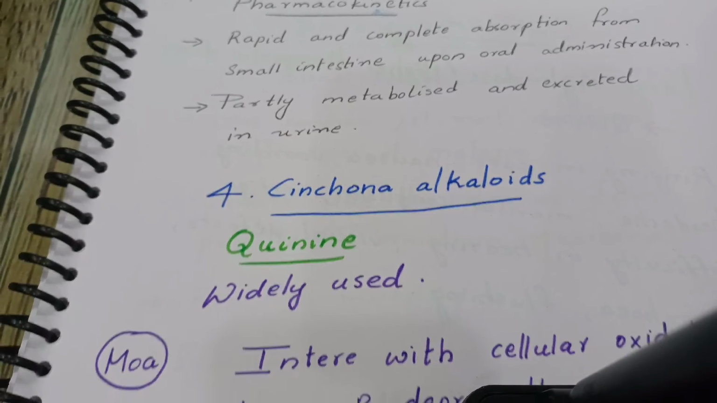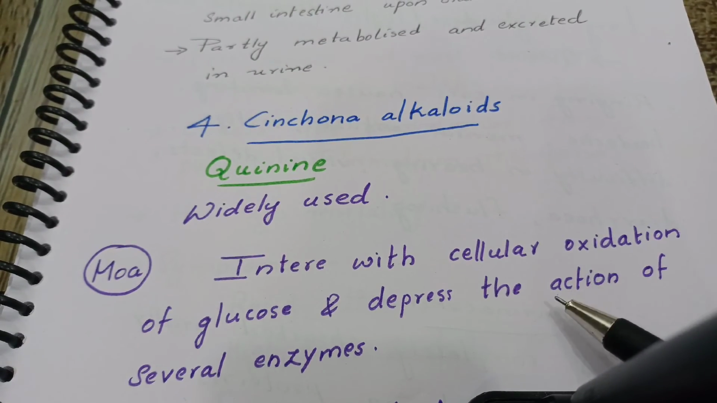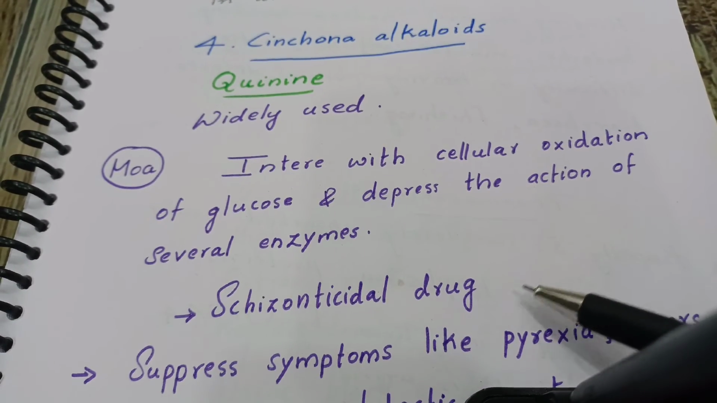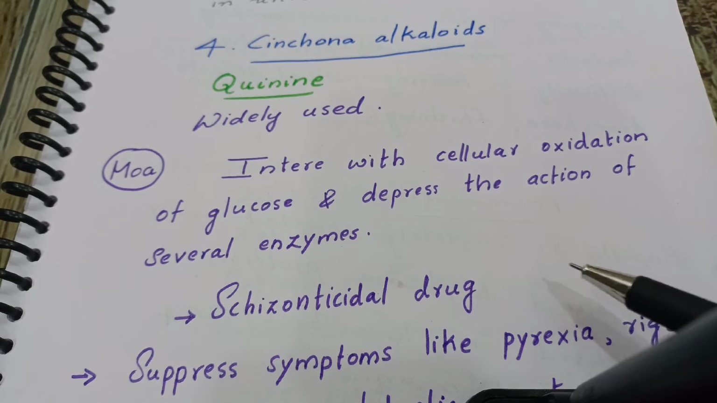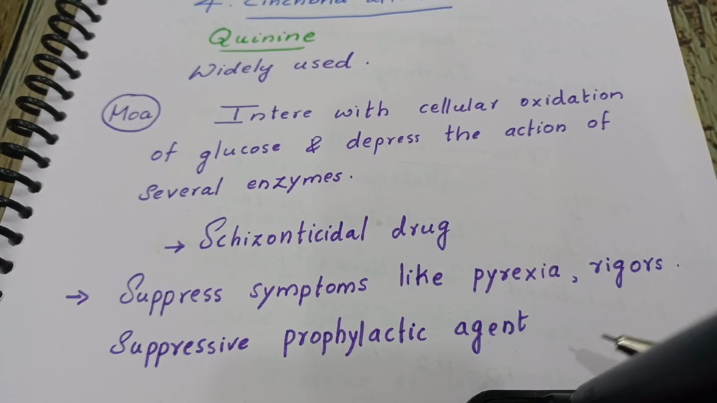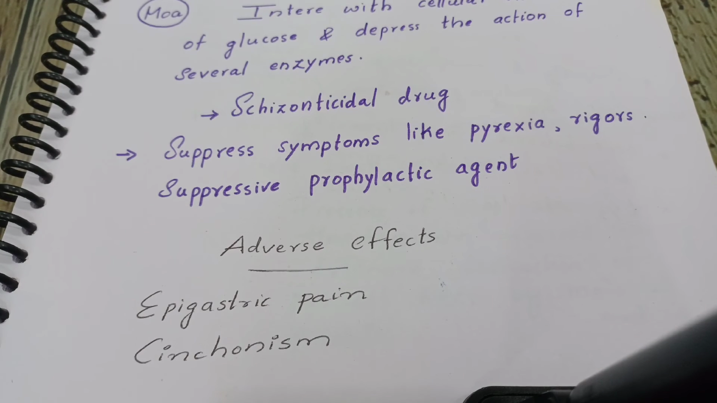Let's discuss the mechanism of action of quinine. It interferes with cellular oxidation of glucose and depresses the action of several enzymes. Quinine is a schizonticidal drug and is mainly used for suppressing symptoms like pyrexia, rigors. So it is a suppressive prophylactic agent, that is prevention of the disease. Now the following are the adverse effects, which include epigastric pain and cinchonism.